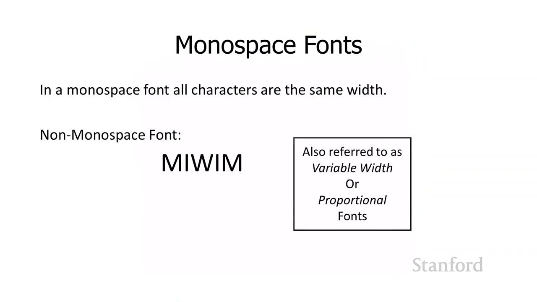Okay, I mentioned monospace, so let's talk a little bit about monospace. So your primary choices are serif or sans serif. There is another type of font, monospace, and actually monospace fonts can have serifs or they can be sans serif. In a monospace font, all the characters are the same width. So here I've got a non-monospace font, and notice M-I-W-I-M. Notice that the I's are much, much narrower than the M's, which, you know, that's kind of what you'd expect. So this font where the M's and the I's are different sizes is referred to as a variable width or proportional font.